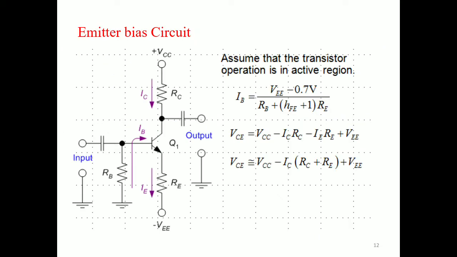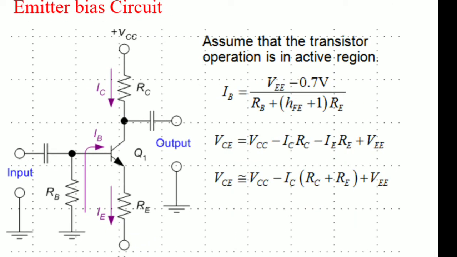Next, we have another important technique called emitter biasing, that is a self biasing technique. Here this circuit is taken, and at the base terminal we have RB, and in the emitter circuit we have RE. Here the base current IB is equal to VEE minus 0.7 divided by RB plus HFE plus 1 into RE. VCE is equal to this equation, rewritten from this.